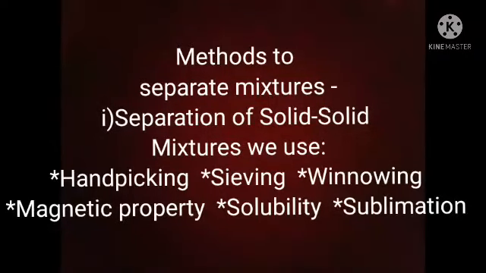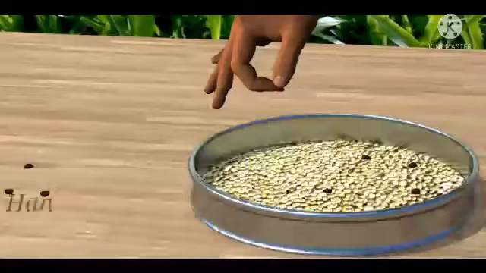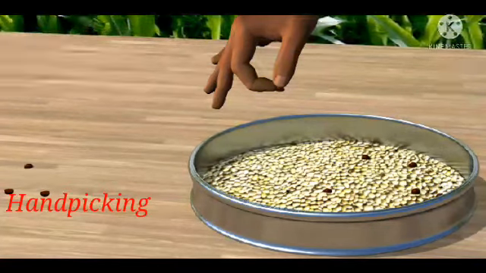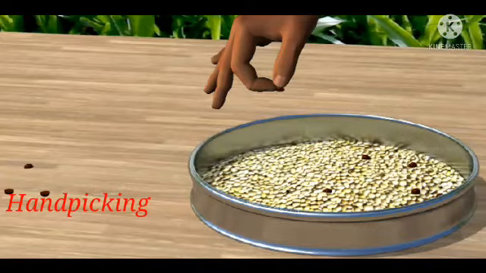There are many methods used to separate mixtures. While separating solid-solid mixtures, we use hand picking, sieving, winnowing, magnetic property, solubility, and sublimation. Hand picking. Hand picking is also called manual separation. It is used when the particles are large. You can pick the unwanted solids out by hand.